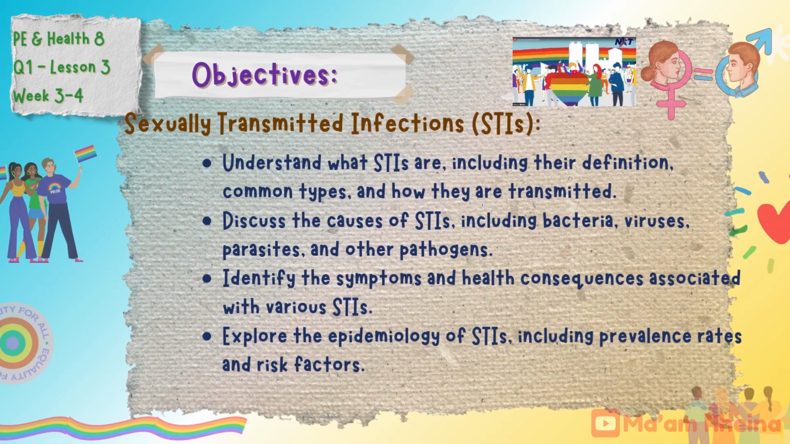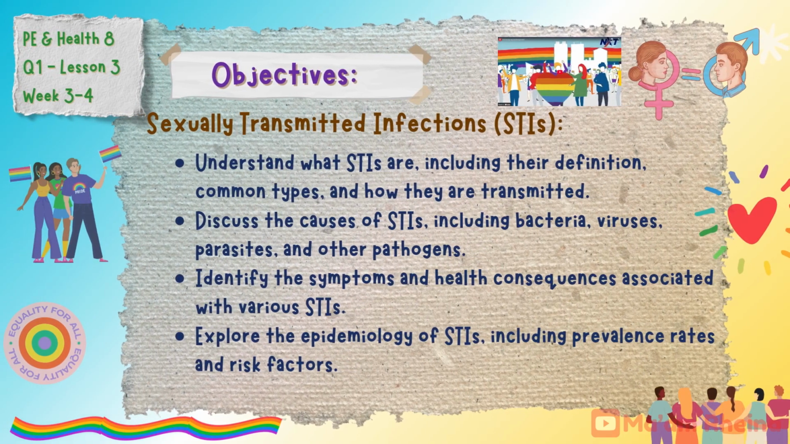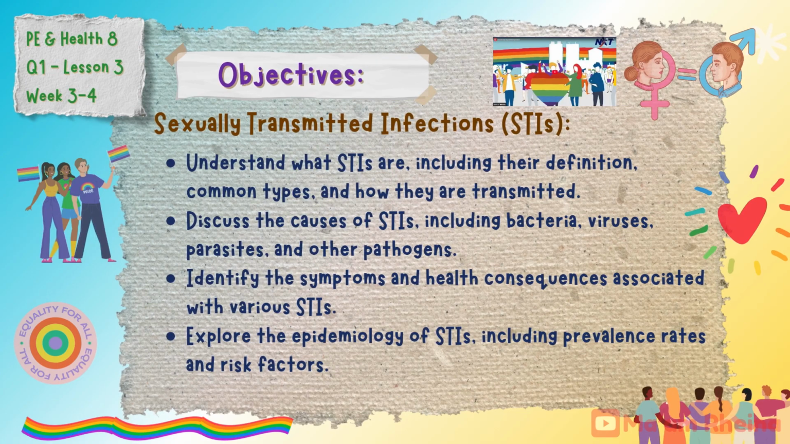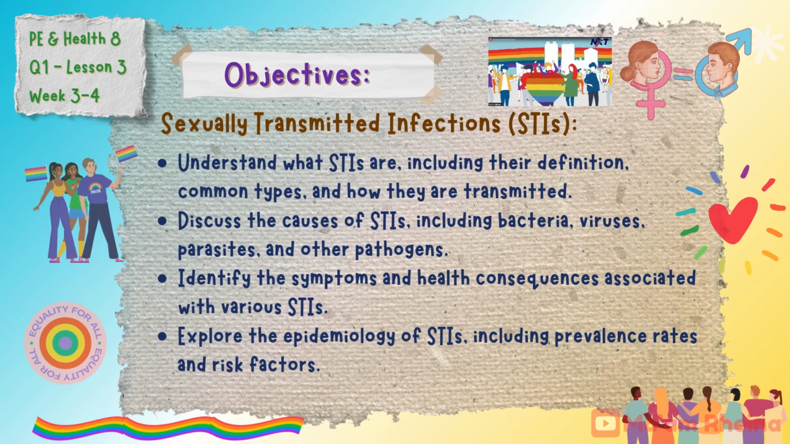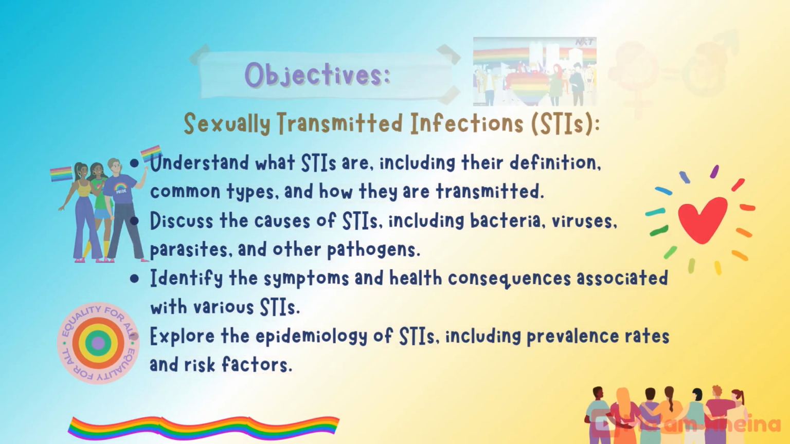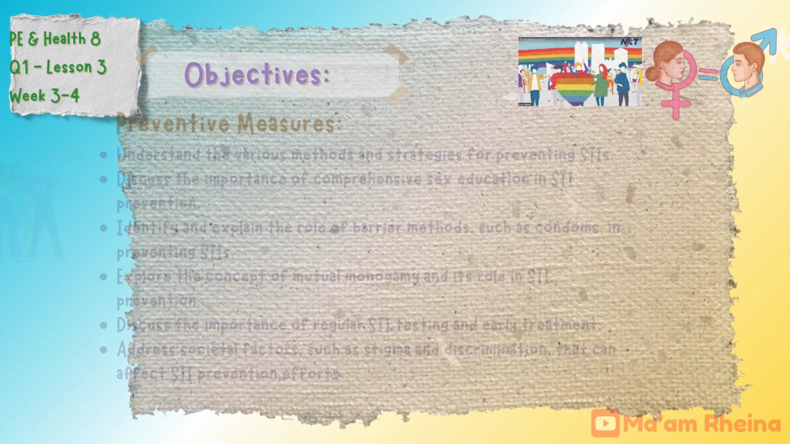By the end of this lesson, you will be able to: 1. Understand sexually transmitted infections, STIs. Understand what STIs are, including their definition, common types, and how they are transmitted. Discuss the causes of STIs, including bacteria, viruses, parasites, and other pathogens. Identify the symptoms and health consequences associated with various STIs. Explore the epidemiology of STIs, including prevalence rates and risk factors.